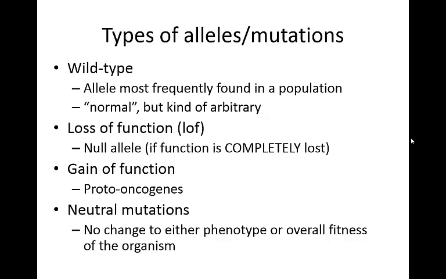Okay, so there are several different types of alleles or mutations that we can get. The first we'll call wild type. This is going to be the version of the allele that's most frequently found in a particular population. We're typically going to call this normal, but just know that this normal is kind of arbitrary. The only reason we call it normal is because that's what we find the most of.